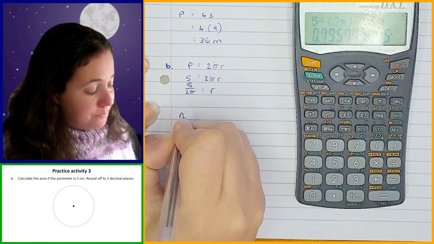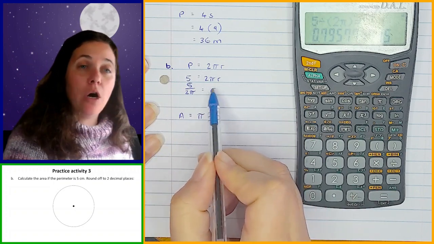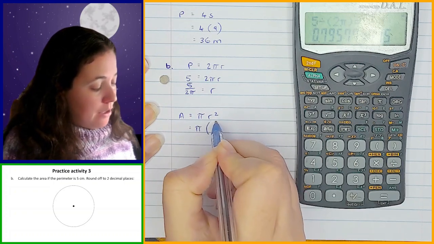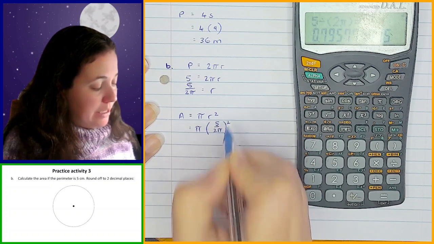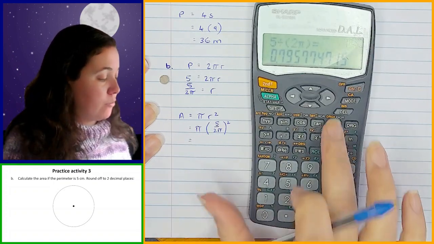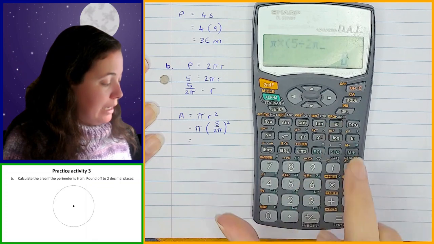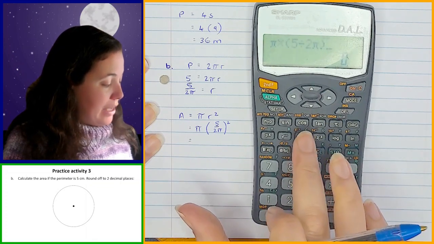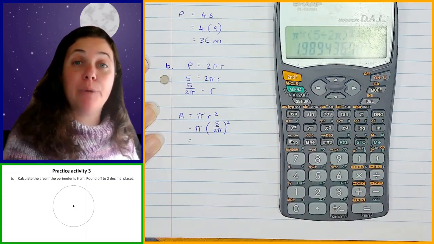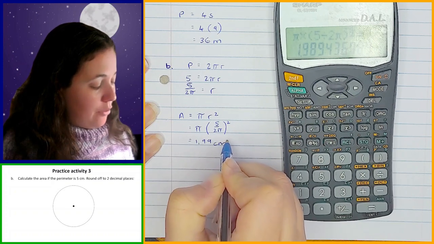Now I'm going to go on to my other formula. Area is pi r squared. So now, in place of the r, I'm going to put in 5 over 2 pi. So that's going to be pi multiplied by 5 over 2 pi, all of it being squared. The whole thing is being squared. So now I'm just going to type that into my calculator exactly as it is over there. So I've got pi times, in brackets, 5 divided by 2 pi, close the brackets, and that is squared, equals. Now I get 1.9894, which I can now round off because now I'm at the end of the question. So it's 1.99, and this is centimeters, and because it's area, it's centimeters squared.